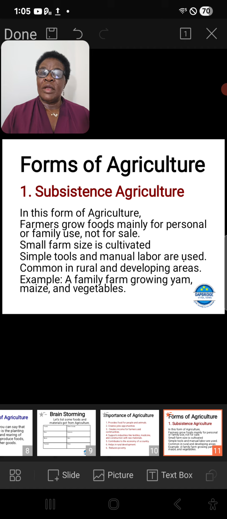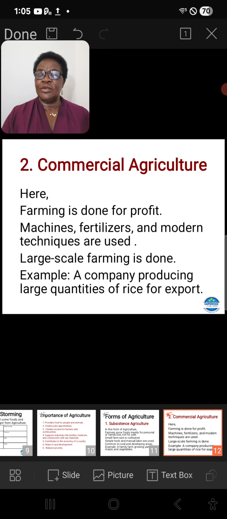So what do we mean by subsistence agriculture? In this type of agriculture or farm, farmers grow foods mainly for personal or family use. Crops produced are not for sale. Small farmland is usually cultivated. Simple farm tools and manual labor are used. They are practiced commonly in rural and developing areas. Examples of crops that are cultivated in subsistence farming include yam, maize, and vegetables that are meant for family consumption.